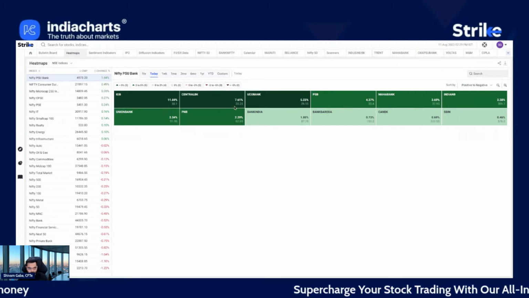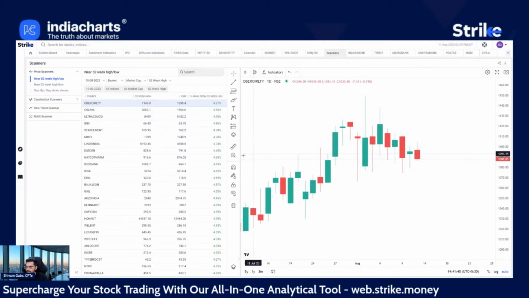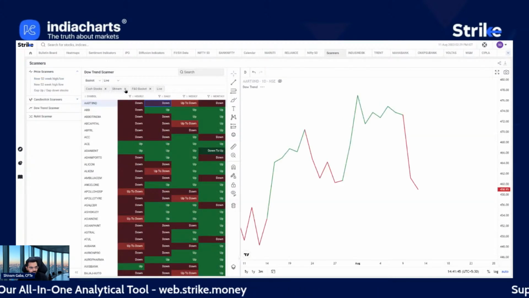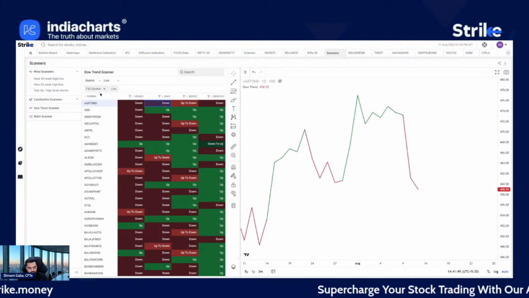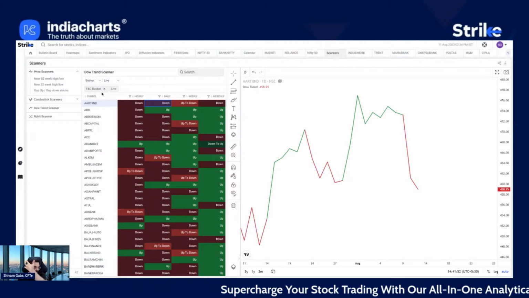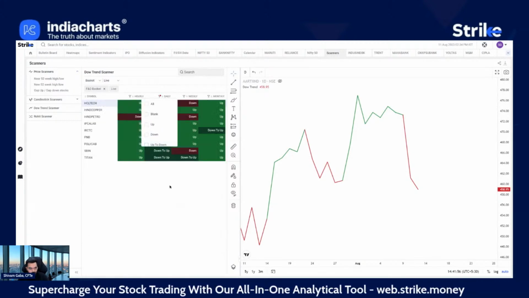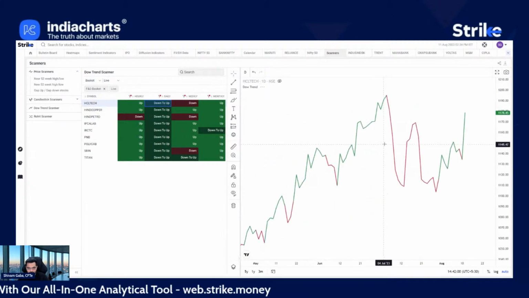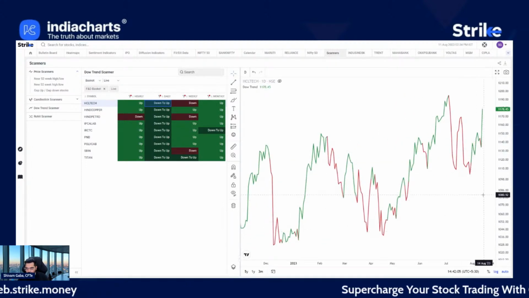So let me go to the scanners. I've selected the live mode for the FNO basket alone, and here if I filter just down to up, then we are getting these stocks in the Dow trend, which are changing their trend from down to up.